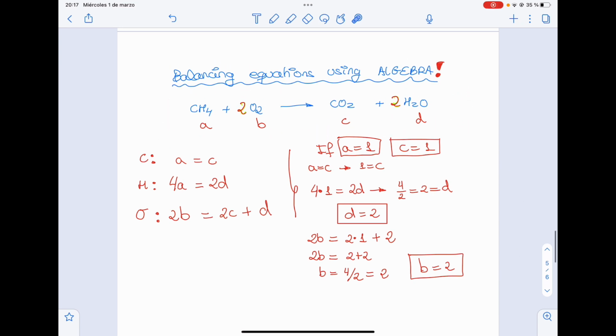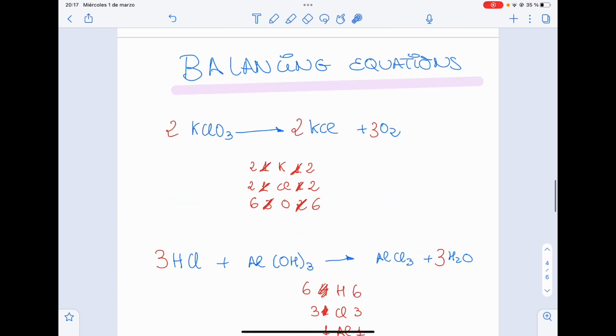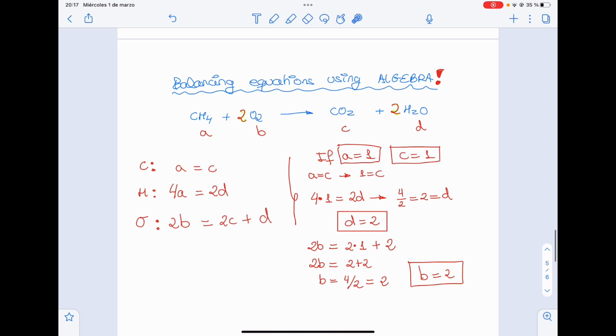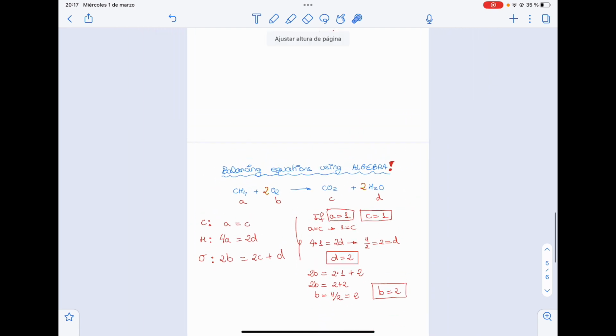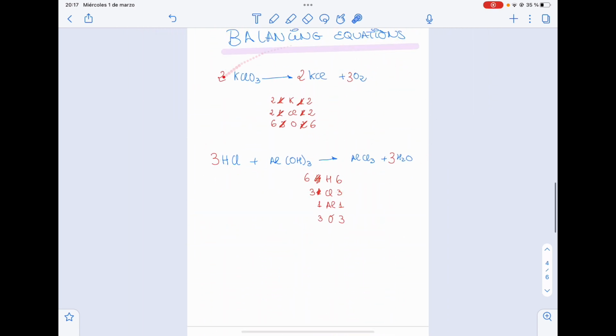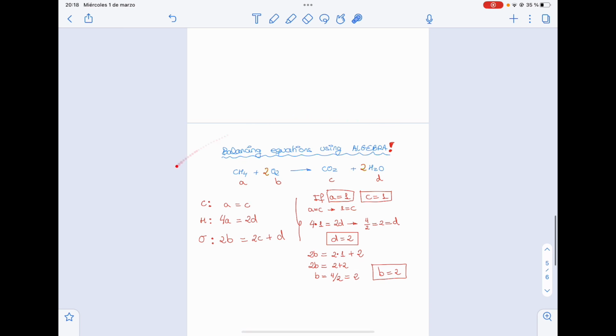Sometimes it's easier just to try with numbers like we did in these two cases. But when the equation is very difficult, we can keep trying with numbers and not find the final solution. We can apply this technique, which is never going to fail us. But you see that sometimes it can be tricky because you have to use equations and solve them. So you can choose the technique that you want. You can start applying the first technique, and if you have questions, or you don't get to the final answer, you can apply this technique.